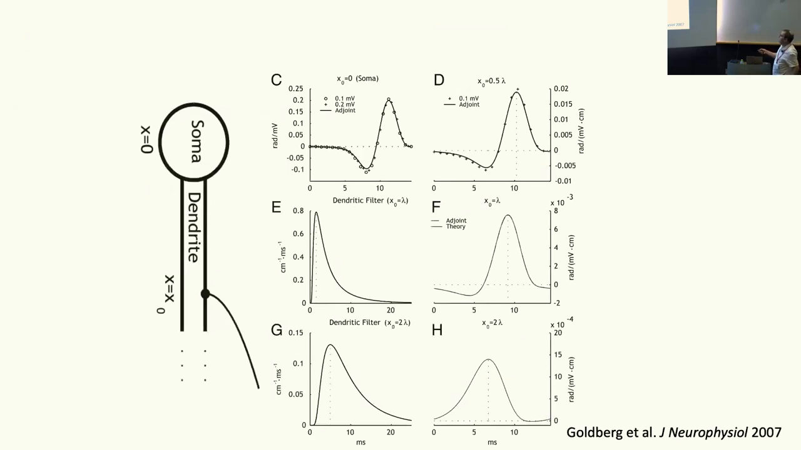This is a phase response curve for the Hodgkin-Huxley, or maybe it's a different model. I've shown you different size perturbations and the adjoint. If I move out along the dendrite, half a space constant, a full space constant, you see that the filters change and the phase response curves move to the left, which is what you'd expect. If a perturbation occurs distally, it needs time to percolate to the soma, so you expect the peak to shift. But you also see that it filters away. If the soma had this nice negative region, if you go far enough away, the phase response curve in the dendrite no longer has that region.